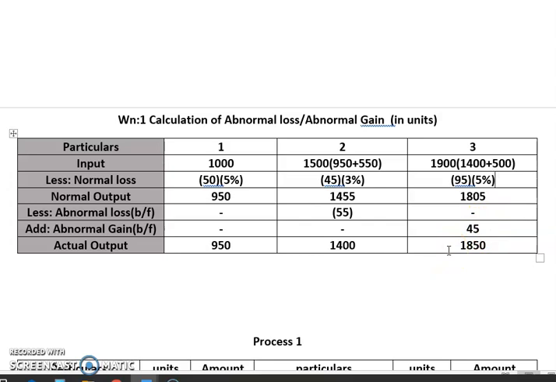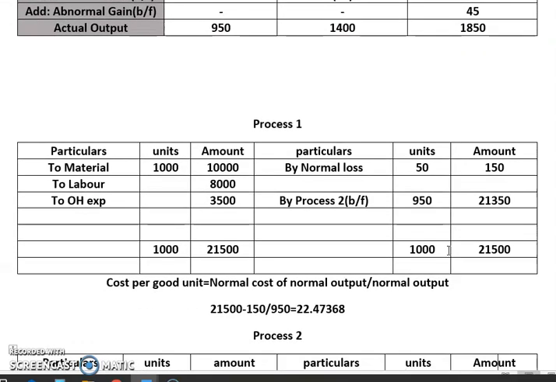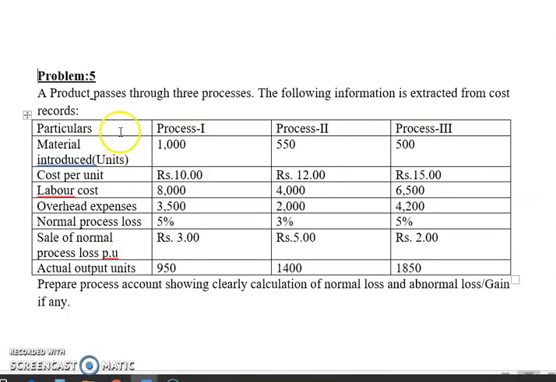Now, after this, once your abnormal loss or abnormal gain units are ready, we have to proceed with the process accounts. Now, in your process 1, you see here, we have already discussed what to be debited and what to be credited. So, in process 1, we have your material, your labor and your overhead expenses. Please take the respective figures here.